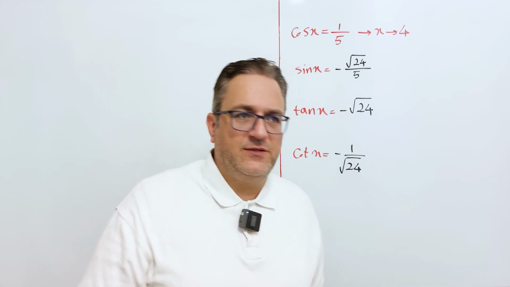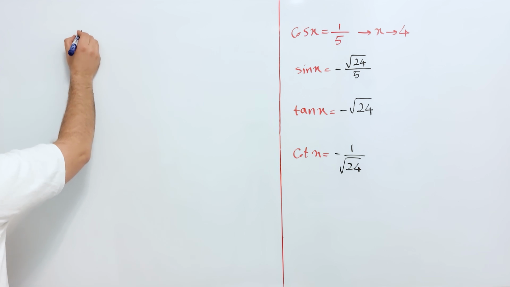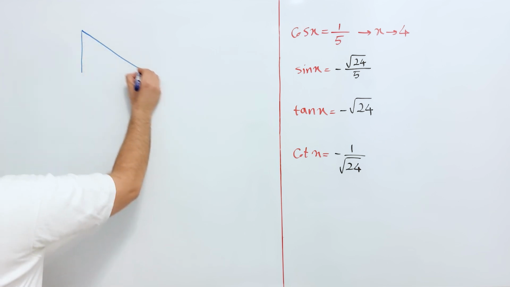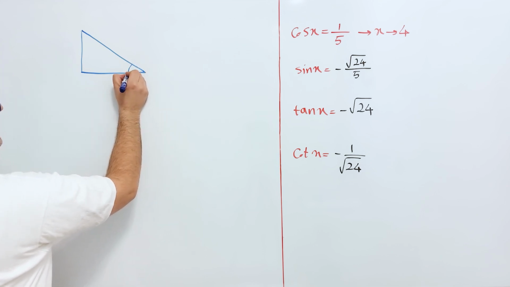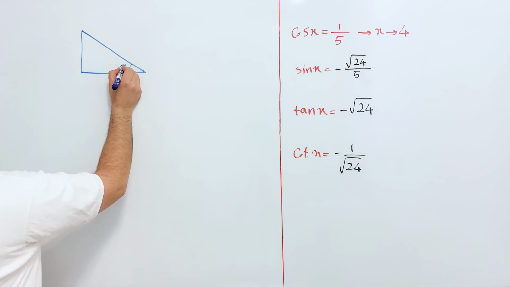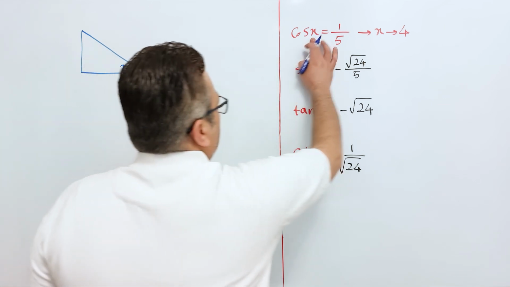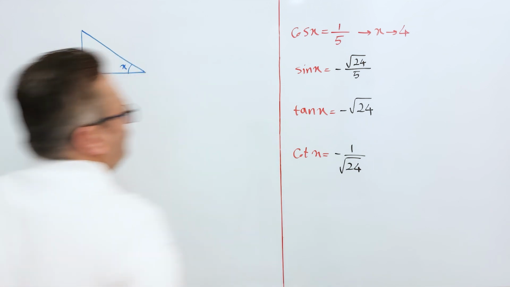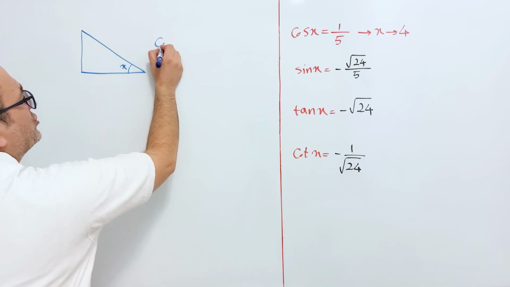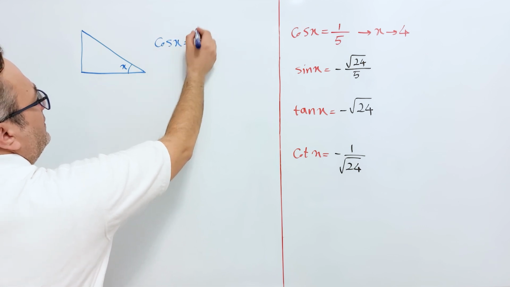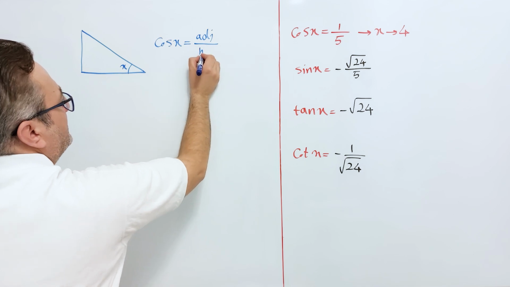Now the second method, which is the graphical method. Take a look at this triangle. And here is the angle x. So cosine x is 1 over 5. And according to the definition, cosine is equal to the adjacent side divided by hypotenuse.